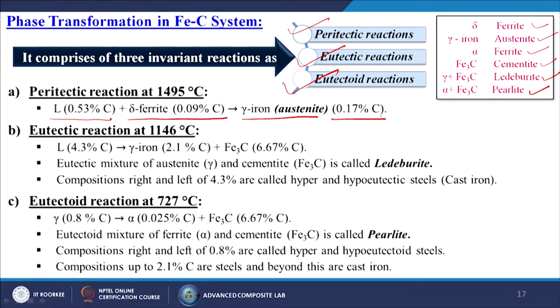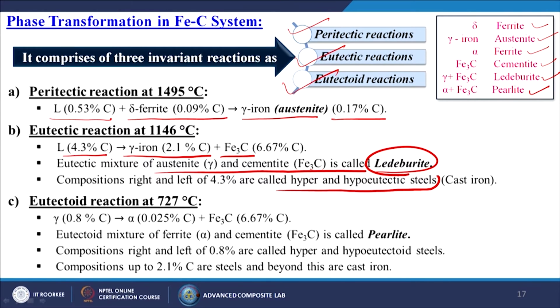What is the eutectic reaction at 1146 degree centigrade? Liquid with 4.3% of carbon converts into gamma iron, that is 2.1% of carbon, plus Fe3C, that is 6.67% carbon. The eutectic mixture of austenite and cementite is called ledeburite. Compositions to the right and left of 4.3% are called hyper and hypoeutectic steels, or maybe known as cast iron.